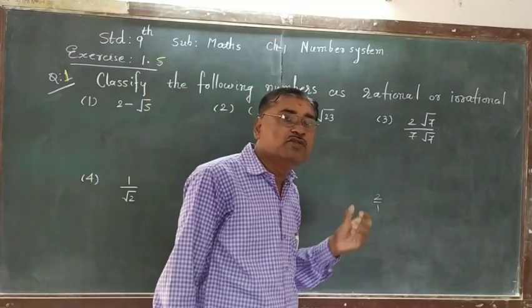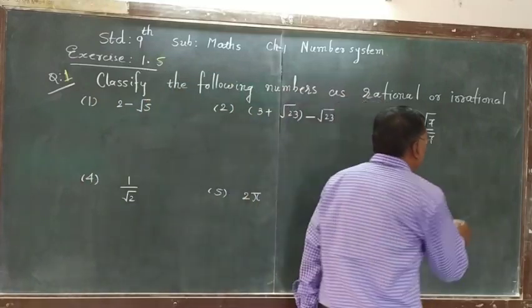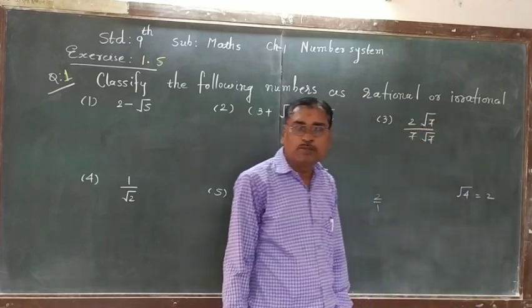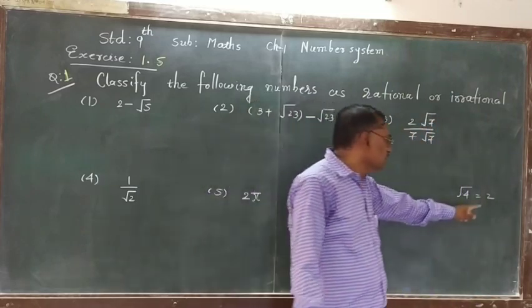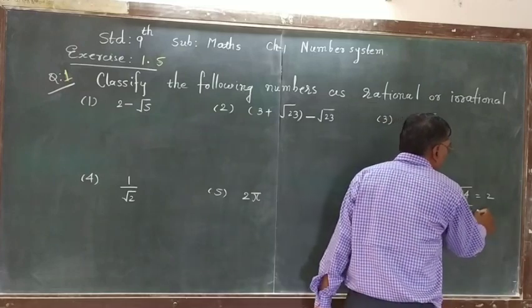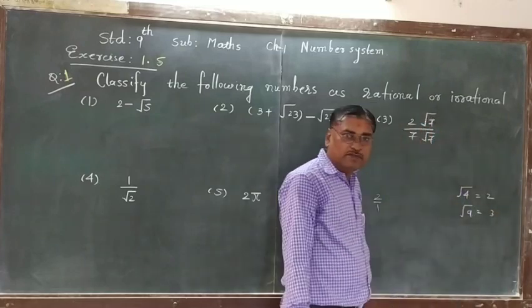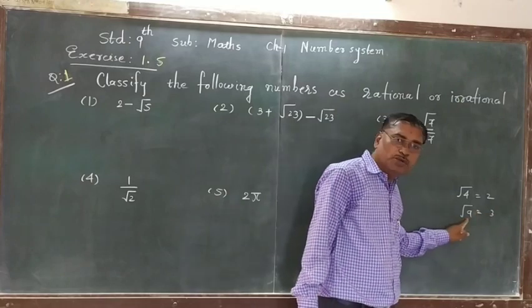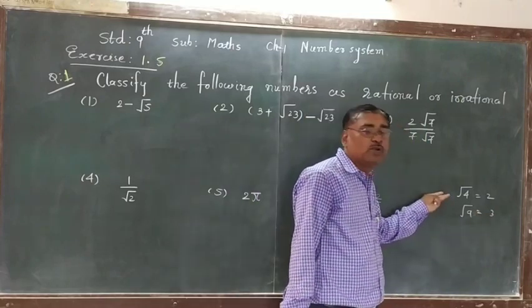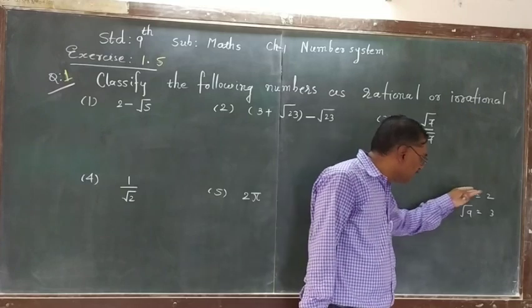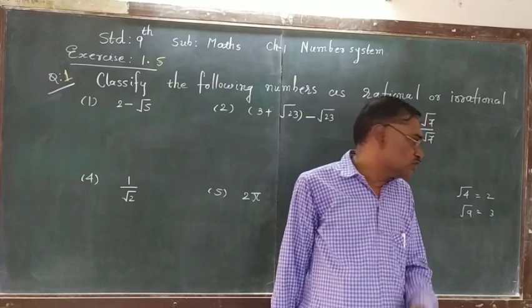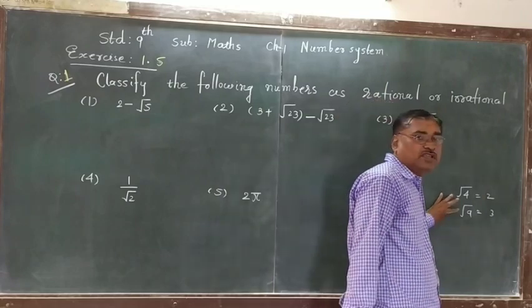Suppose you have been given root 4. You can tell immediately root 4 equals 2, because 2 squared is 4. Square root of 9 equals 3, because 3 squared equals 9. So for these types of roots we can obtain the answer in terminating decimal expansion. So this type of root is rational.